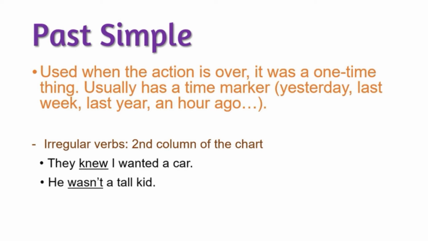So he wasn't a tall kid is using the verb to be. So it's not using an auxiliary because it's to be. But if I want to use another verb, I have to use didn't as well. I didn't know you were coming. I didn't fall off my bike. Okay?